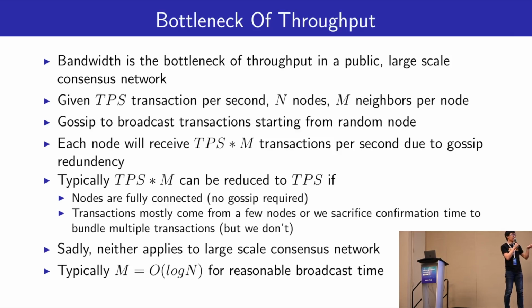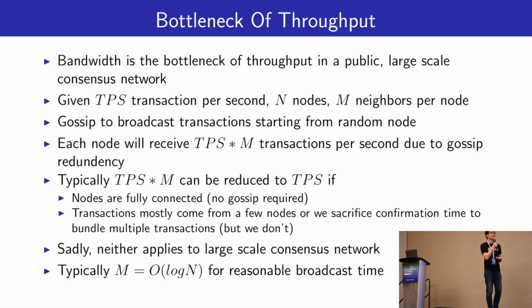So the result would be that each node will receive TPS times m transactions per second due to gossip redundancy. There is a redundancy factor m, which is the number of neighbors per node. Typically this redundancy can be reduced if either of two conditions is true. For example, if the nodes are fully connected, then we can get rid of the gossip protocol, and we don't have the redundancy here.